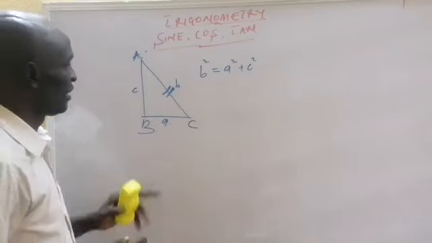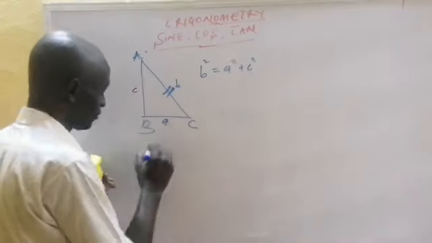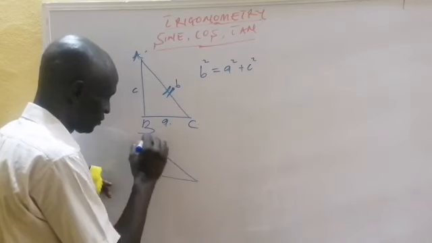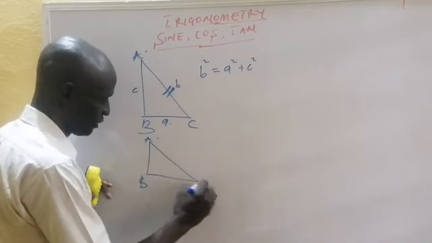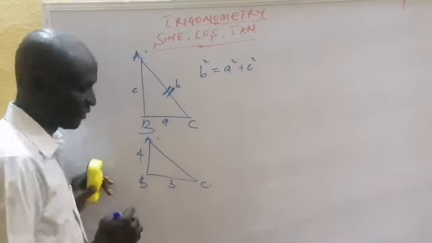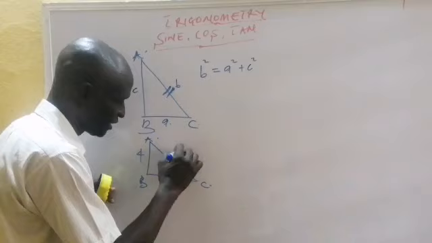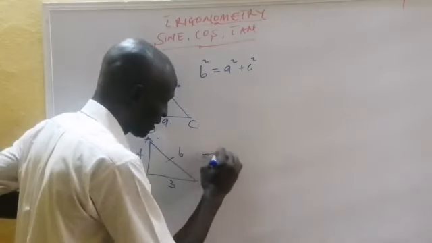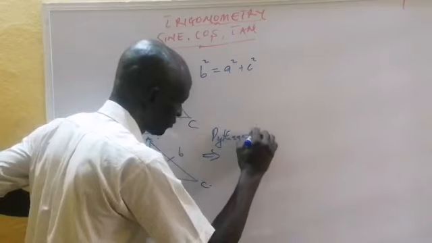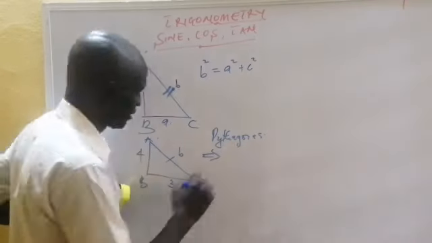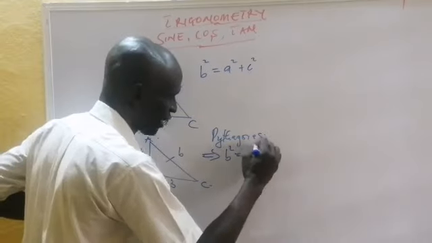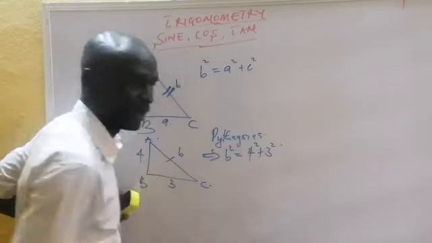So if I have a triangle A, B, C, I have this side to be 4, I have this side to be 3. This obviously is my B. Pythagoras theorem tells us that my B squared will be equal to 4 squared plus 3 squared.